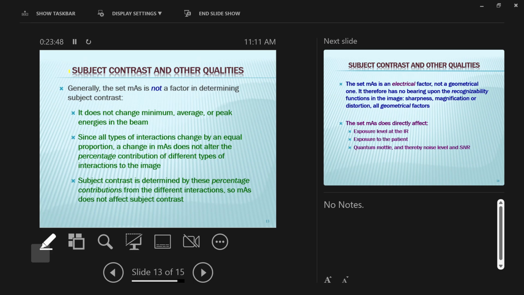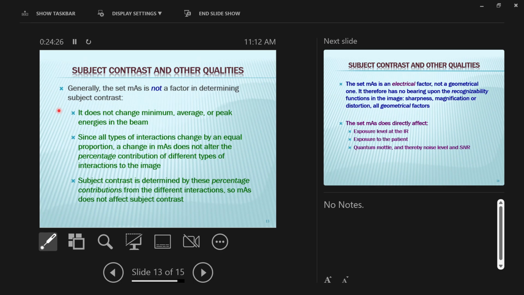Generally speaking, mass doesn't affect contrast. Remember, contrast is the difference in brightness between two adjacent structures, right? If you double the mAs, both structures get darker, and they get darker equally, right? So bone and muscle have one set of contrast. You add more mass, both of them now get darker, so the contrast doesn't change, okay? But at the extremes, we'll see changes. Okay, so generally, mass is not a factor for subject contrast.